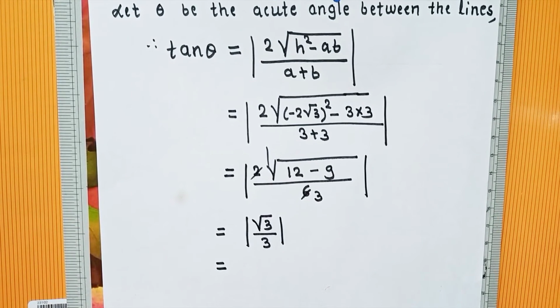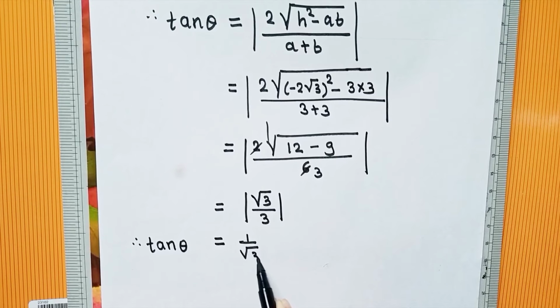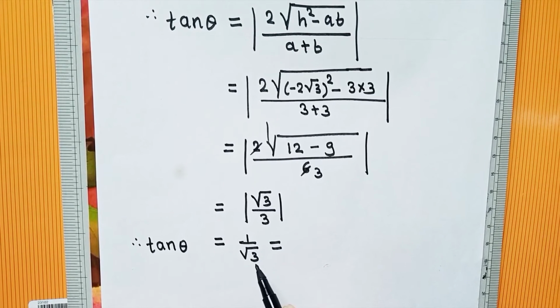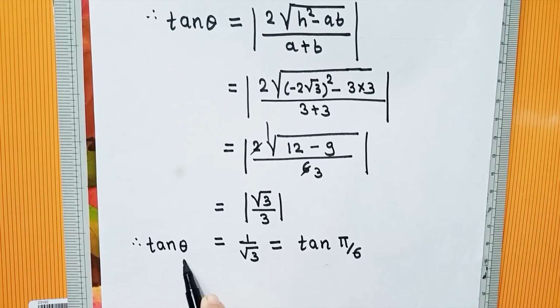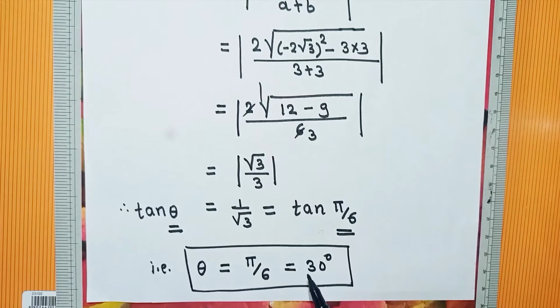since this is positive, 1 upon root 3, and we know that 1 upon root 3 value is for tan 30 means tan of pi by 6, and so we can say that this theta equal to pi by 6. That is 30-degree angle is the angle between the given lines.